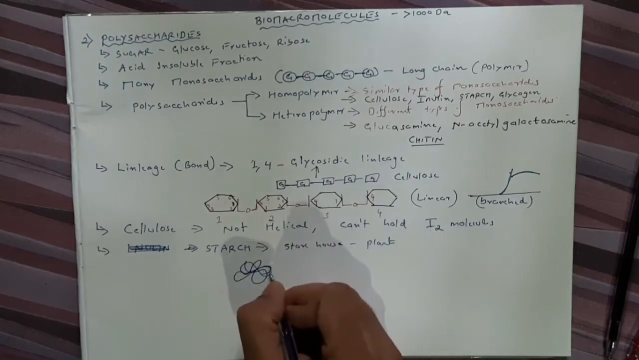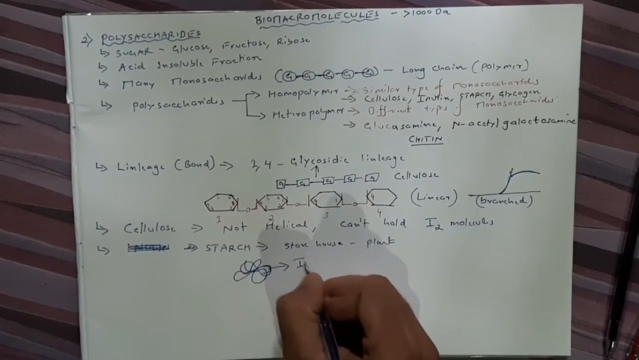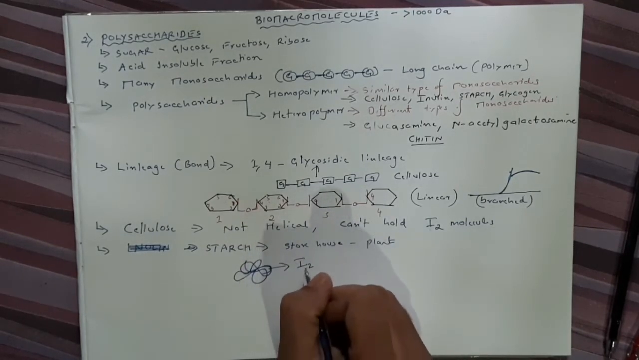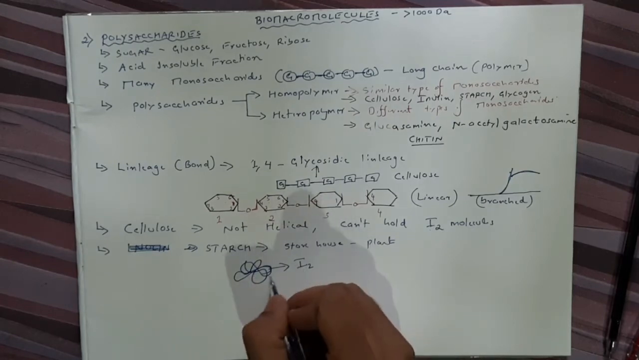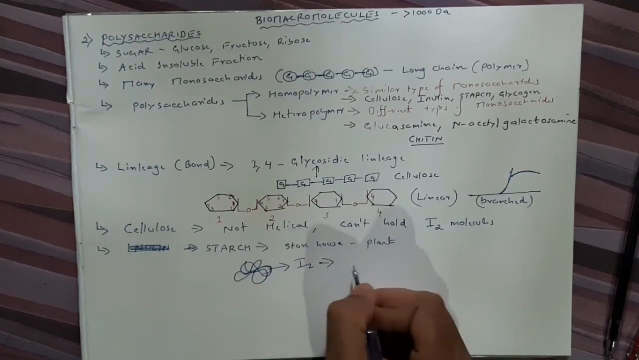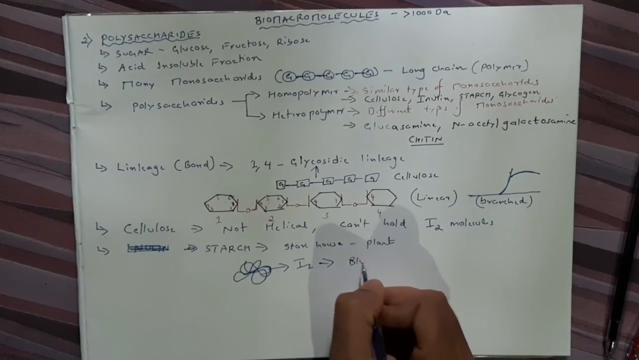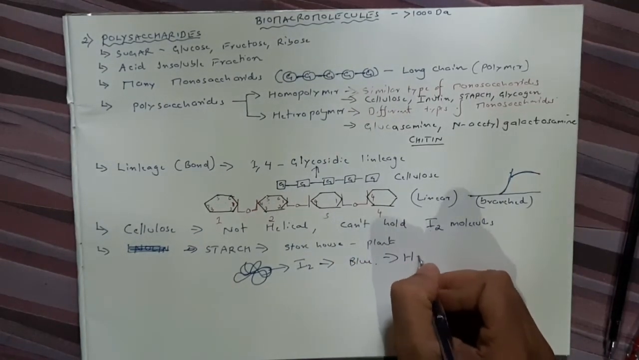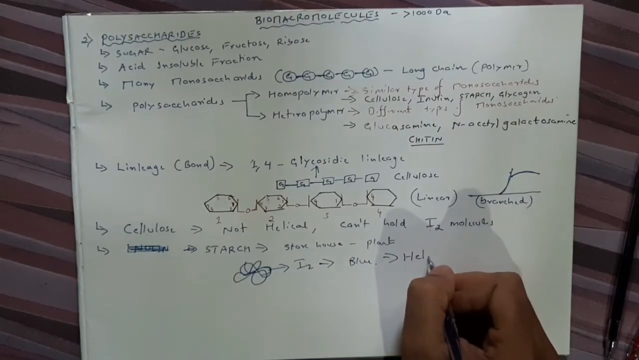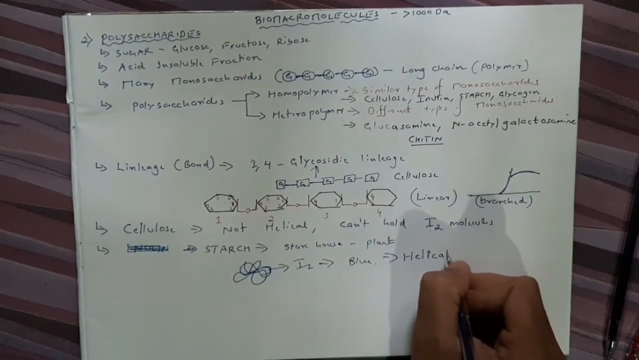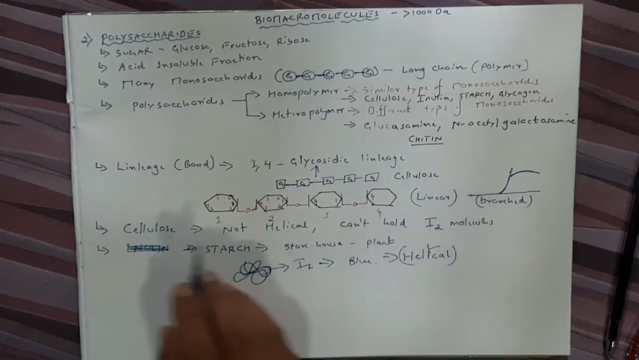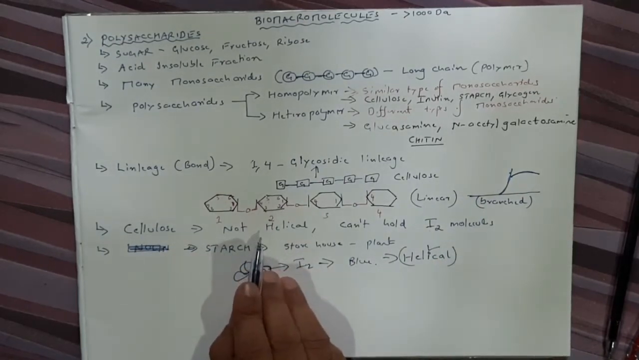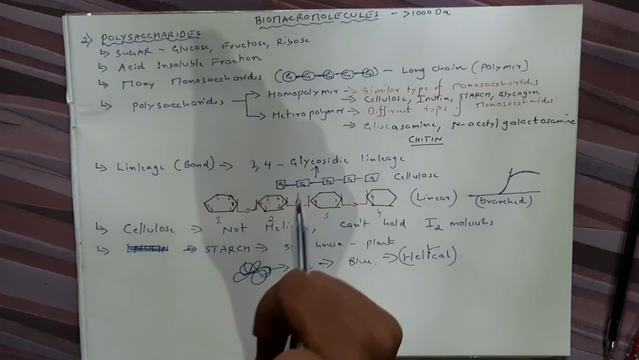Okay, so because of the structure which allows it to hold iodine molecules, when I treat this starch with iodine molecule, it can hold the iodine and the entire solution becomes bluish in color. So this is what we need to remember. So I'm going to write why the starch can react with iodine molecules: because the structure of the starch is helical. Please note this point. Whereas cellulose cannot hold iodine because it is not helical. Done? Are you getting my point now?